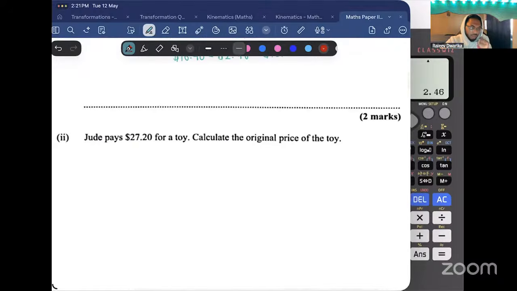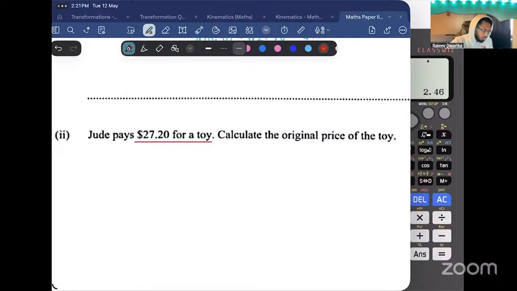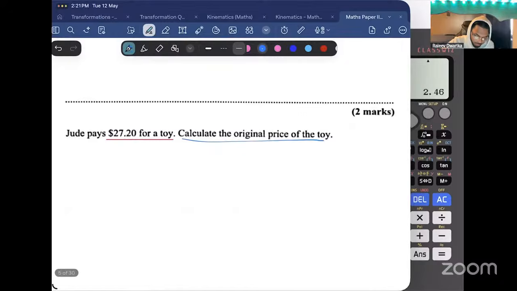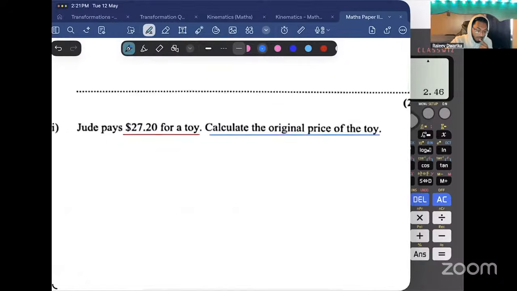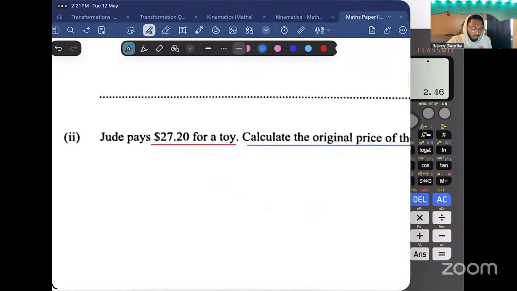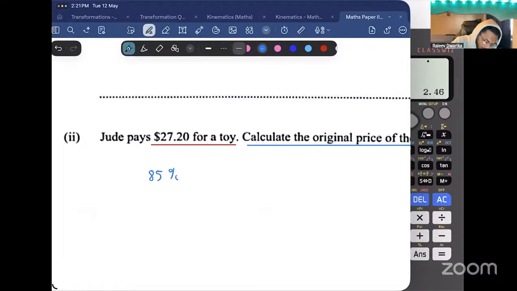Right. Part 2. Jude pays how much for a toy? $27.20. Right. Calculate the original price of the toy. If everything is reduced by 15%, what percent would the 27.20 actually represent? Would it represent the 100% or the 85%? 85. Remember this is the discounted price, 15% off. So 85% is actually 27.20.